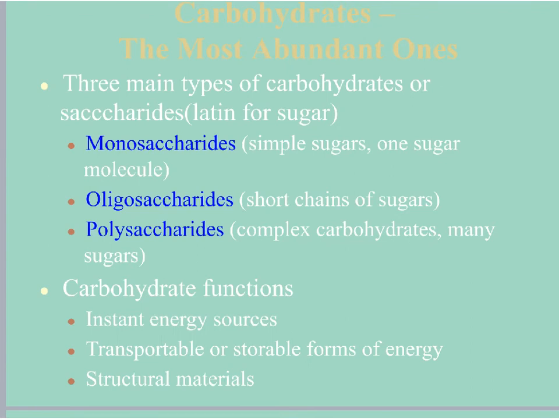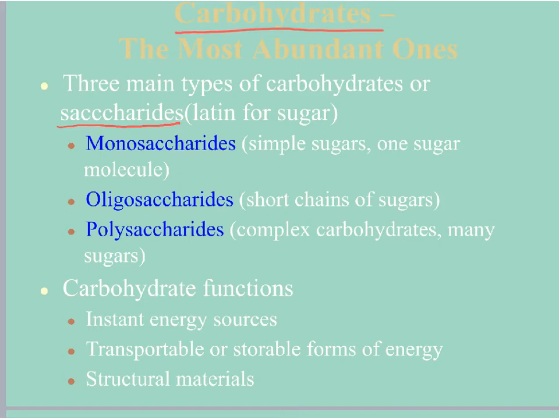So now we're going to start learning about those four major macromolecules. Remember, one of them is carbohydrates. So we're only going to discuss the most abundant ones, but there are three main types of carbohydrates. Sometimes they're just called saccharides because that's the Latin term.